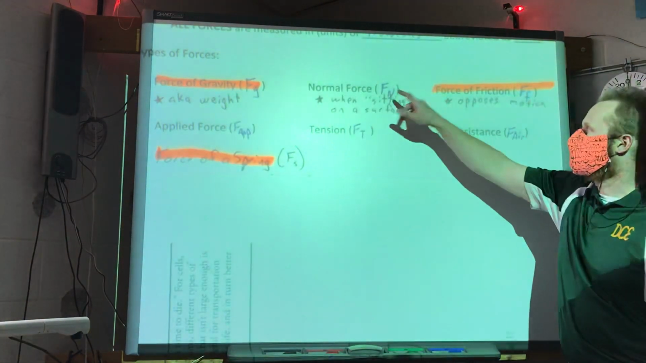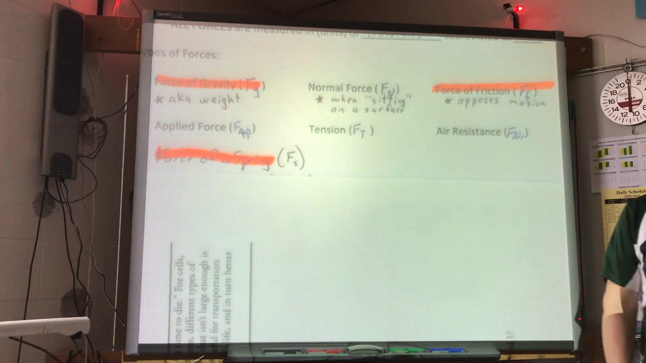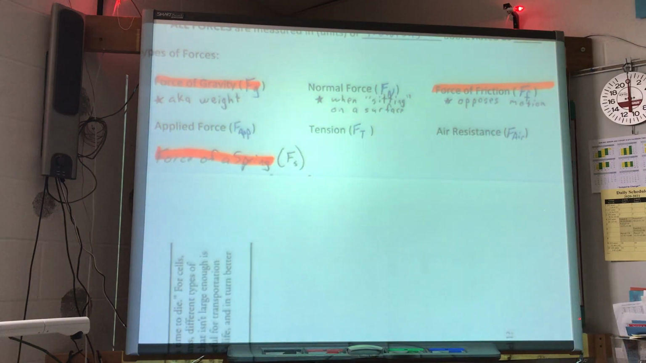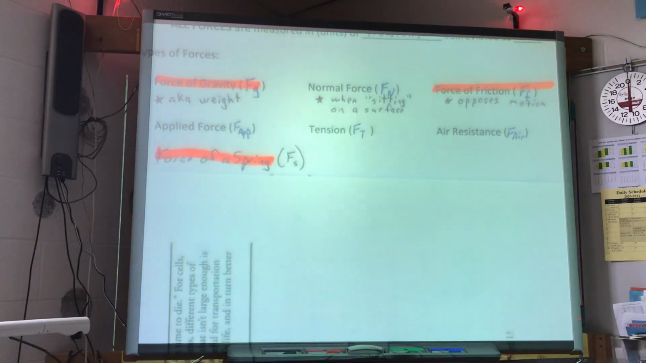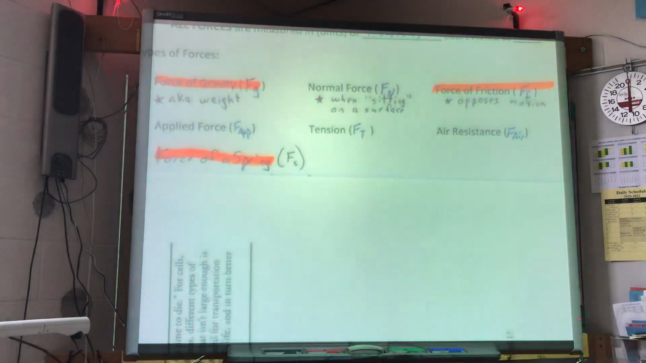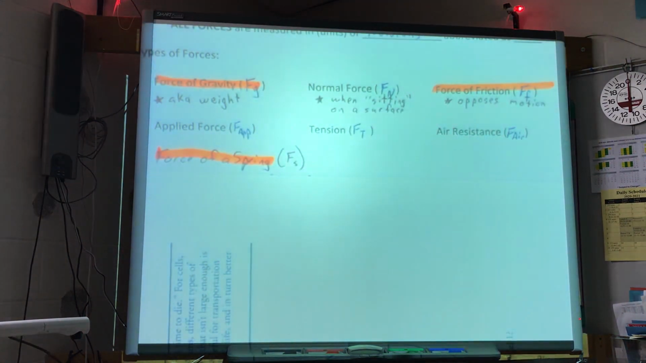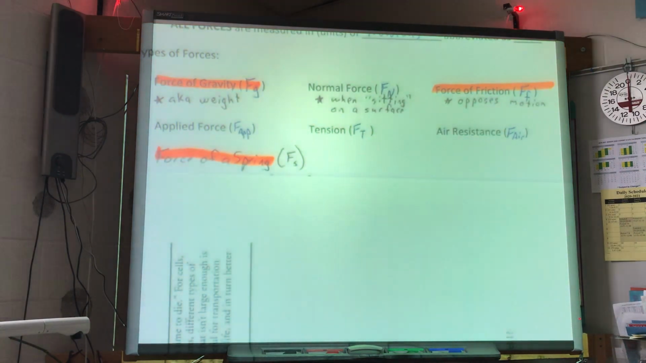In the parentheses are the abbreviations that we're going to use, and it's a subscript. So it's an F subscript G, an F subscript N, an F subscript F. The big F means force, a force of some shape and form. The subscript tells us what force it is. So F of G, F of N, going across the top, F of F for force of friction.